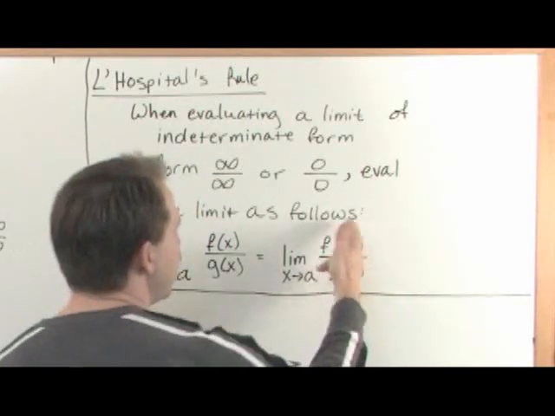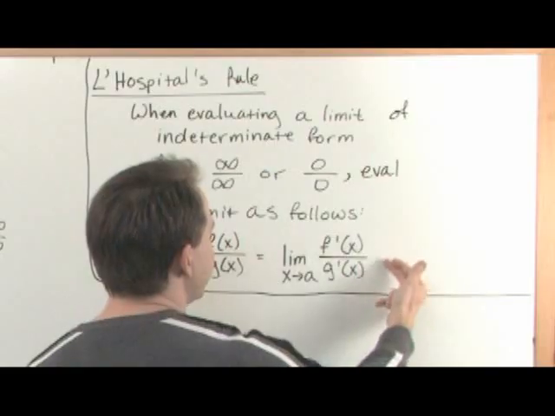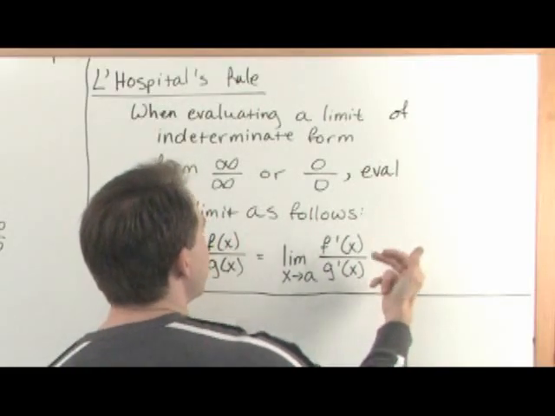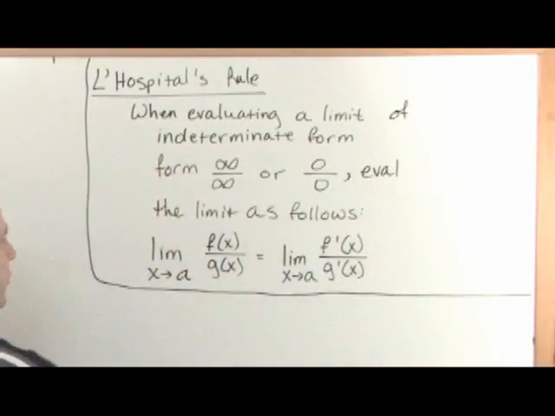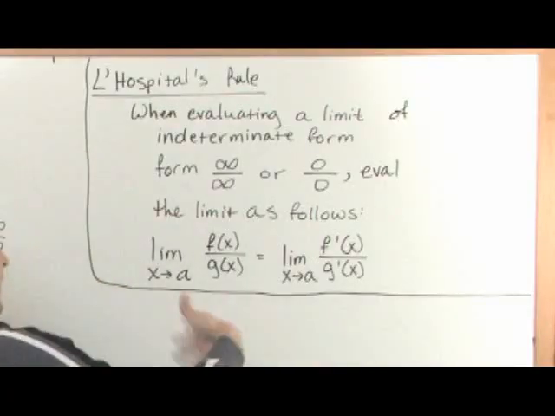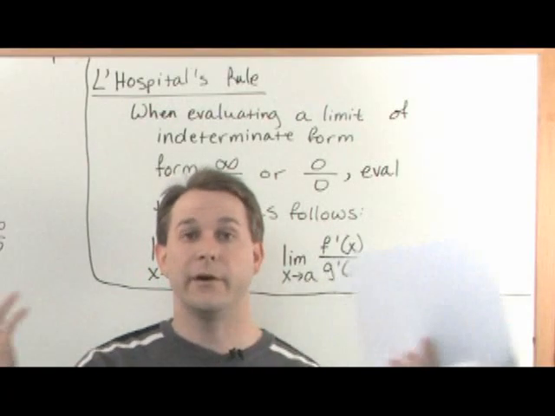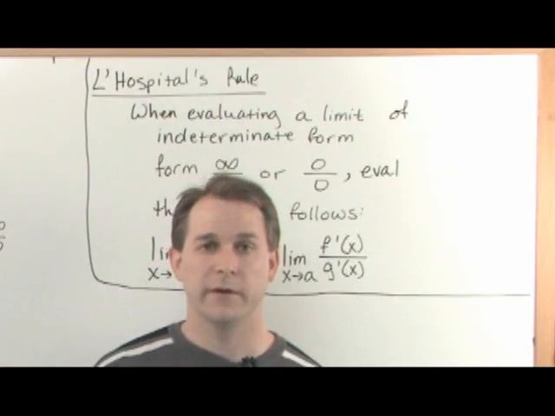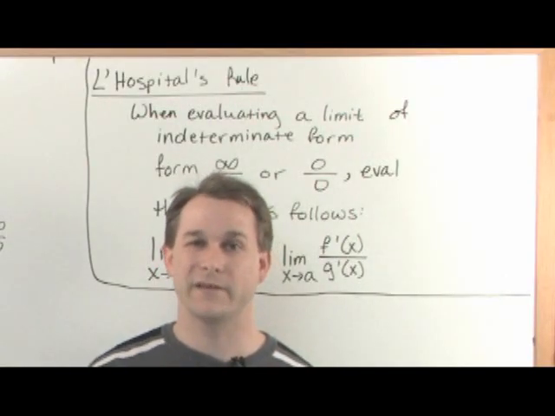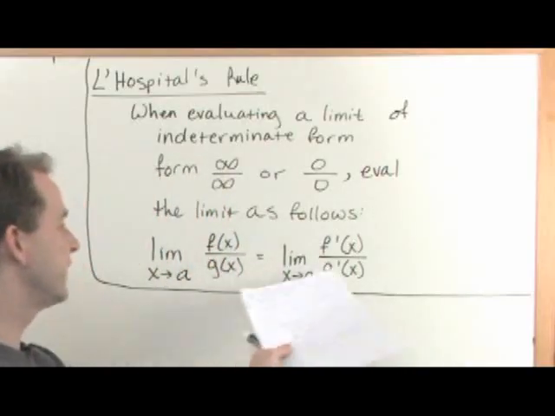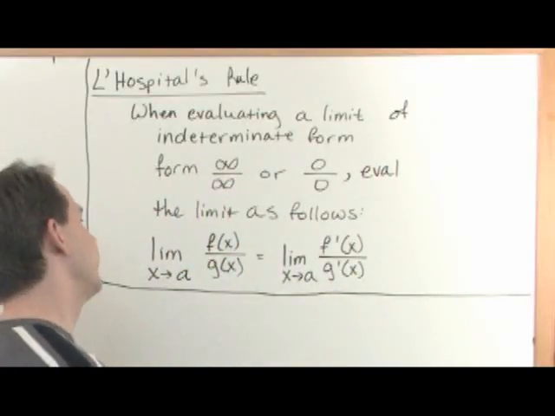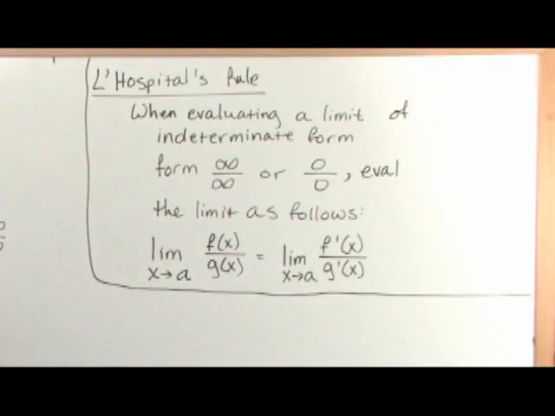And if you happen to get another limit after you take these derivatives and you still have a form of infinity over infinity or 0 over 0, you just do it again. You take the derivatives again, again and again and again. Eventually, you know how derivatives behave. You end up disappearing functions. I mean, if you have a polynomial, 3x squared, you keep taking derivatives of it, it's going to disappear. So eventually this process is going to end, and you're going to be left with some limit. It's going to be really easy to evaluate.